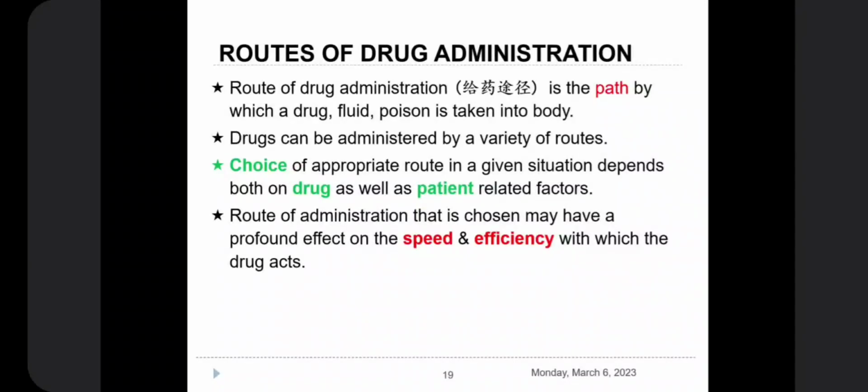First, what does the route mean? The route of drug administration is the path by which a drug or fluid is taken into the body. So this is called the route. I think you understand several administration routes, like inhalation, injection, and oral administration. All of these belong to the route. From different routes, the drug will enter into our bodies. Next I will explain why we choose them.